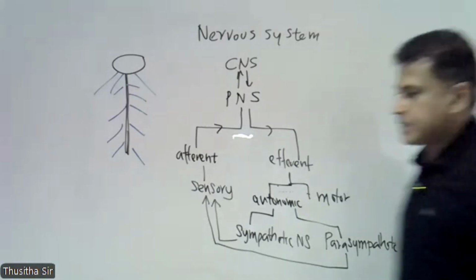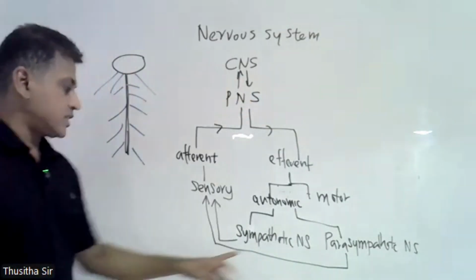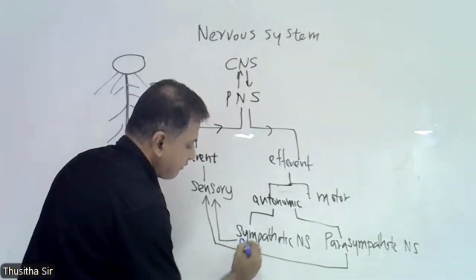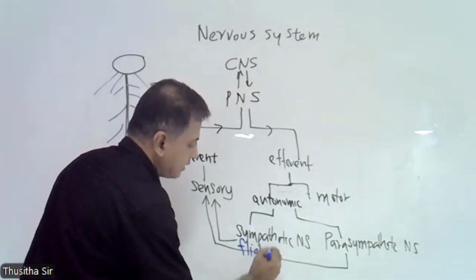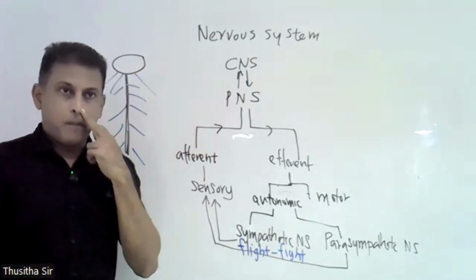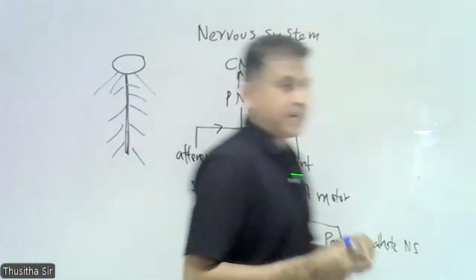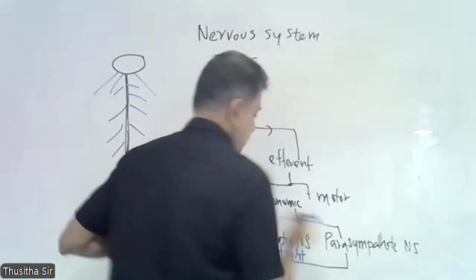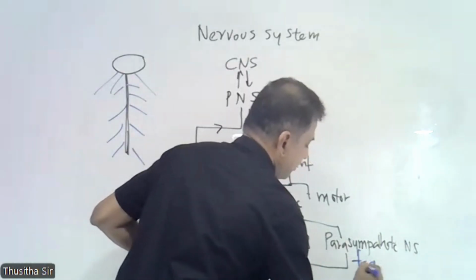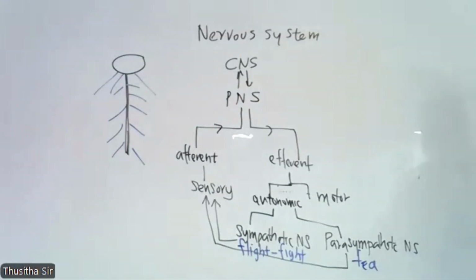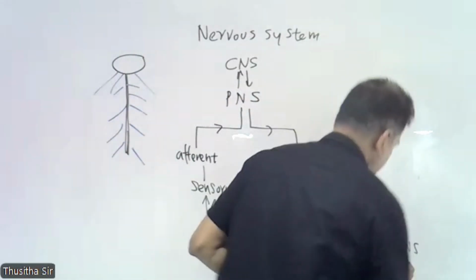So you can better understand how the sympathetic nervous system works. It works when there is a fight or flight response. So always in a fight or flight response, the sympathetic nervous system activates. And parasympathetic, usually when we are relaxed, it's called rest and digest.